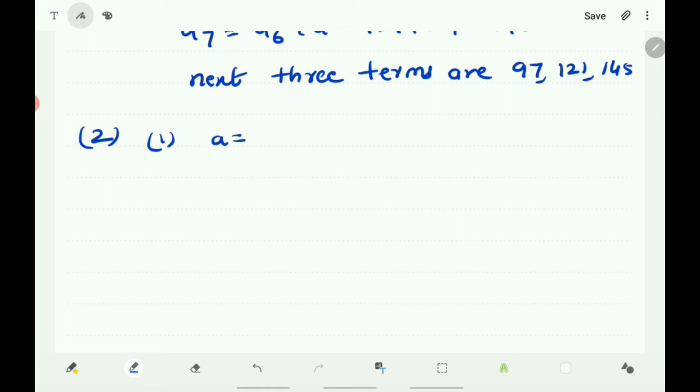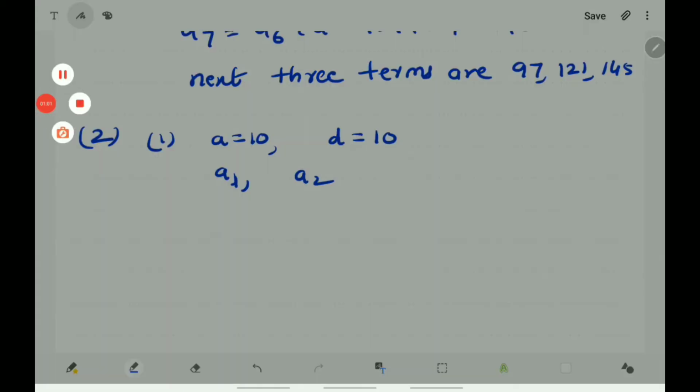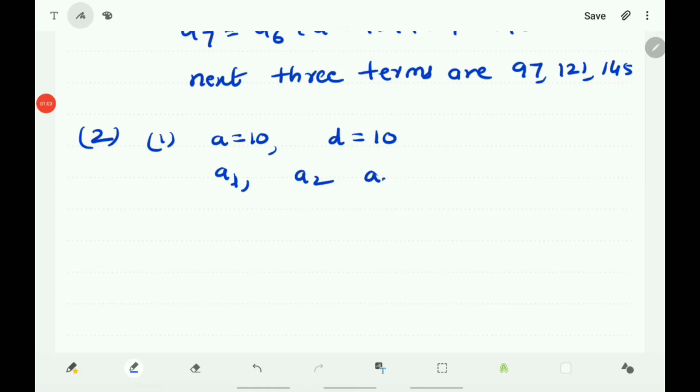A is equal to 10. D is also 10. Write the first four terms. Write first four means what you have to find out? A1, A2, A3, A4 must be found out.